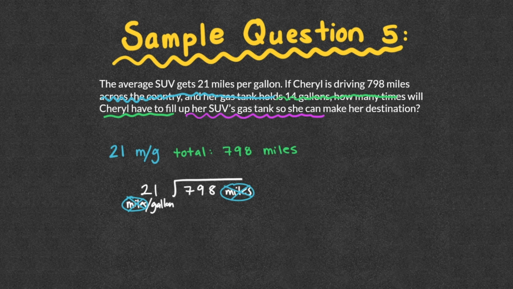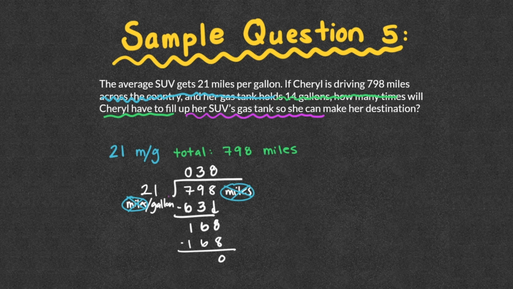So let's do the actual division. 21 does not go into 7. 21 does go into 79. That's 3 times. So 3 times 1 is 3. 3 times 2 is 6. That's 63. And I'm left with 168. That is going to be 8 times. 8 times 1 is 8. 8 times 2 is 16. We subtract and we get 0. So what does this mean?